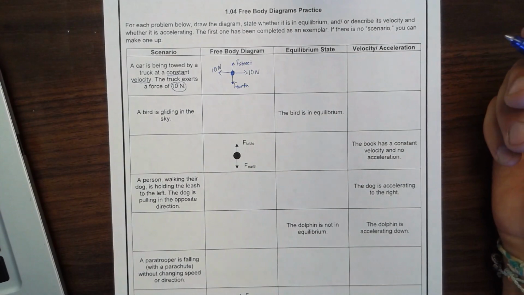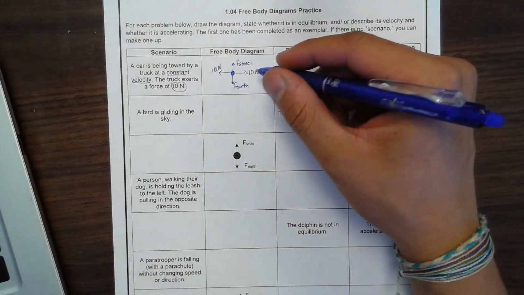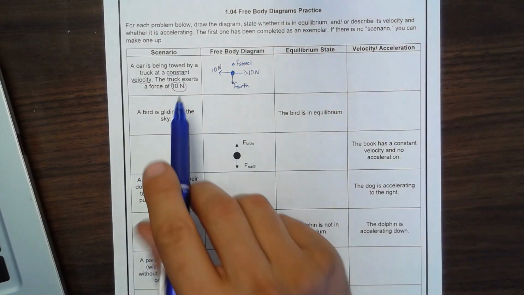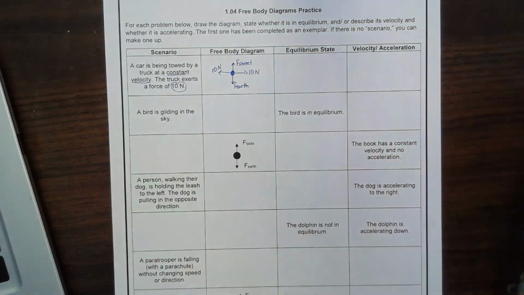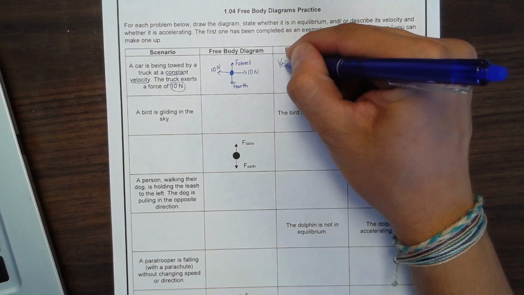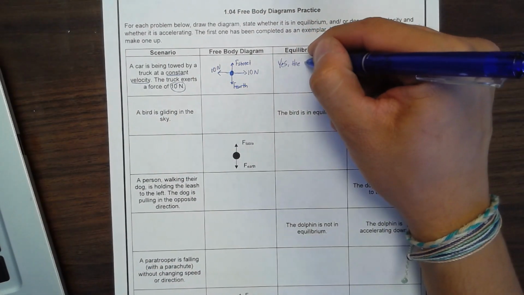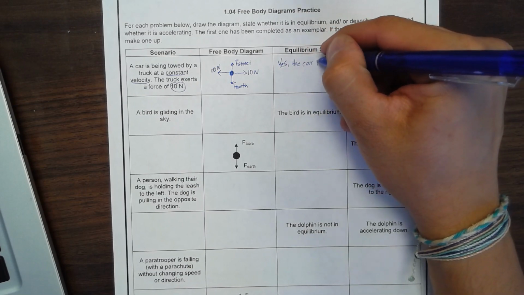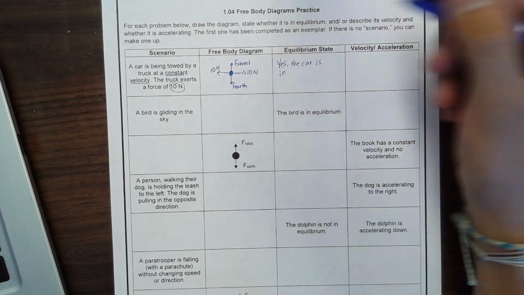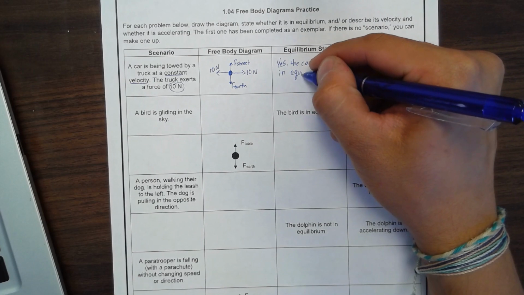For this box, I need to state whether or not it's in equilibrium. I see that all my forces are balanced, and from the problem I know that it's moving with constant velocity, so I'm going to say yes, the truck, or the car, is in equilibrium.